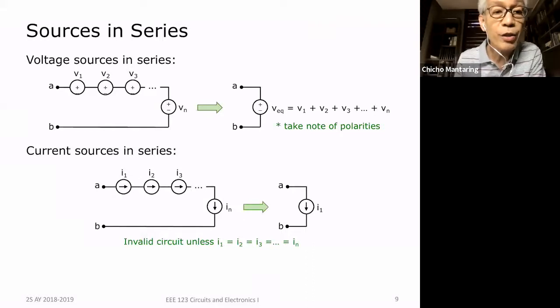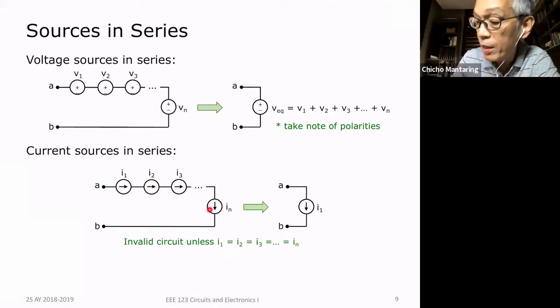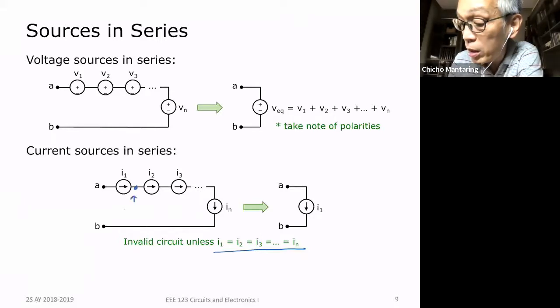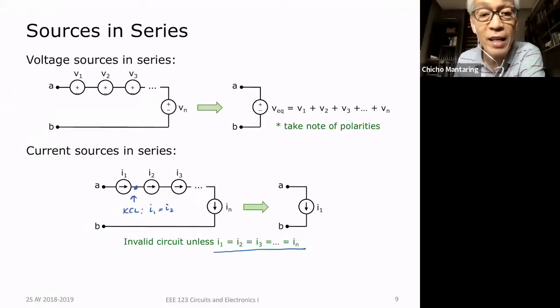What about current sources in series? You can have current sources in series, like this. So these are n current sources in series. But for the circuit to be valid, all of those sources have to be equal. They cannot be unequal, because, for example here, if I apply KCL, I'm going to get I1 is equal to I2. So if this source is not equal to this source, then that is an invalid circuit. And so what is the equivalent current source? The equivalent current source is just one of the current sources, that is I1. Otherwise, the circuit is invalid.